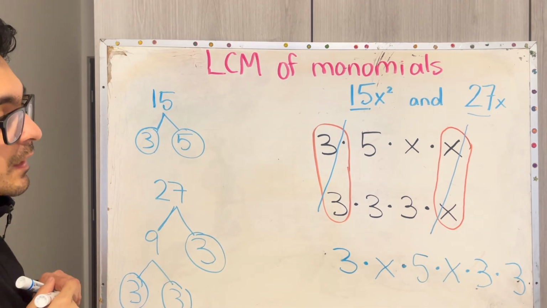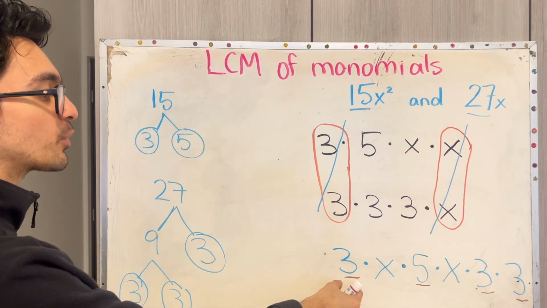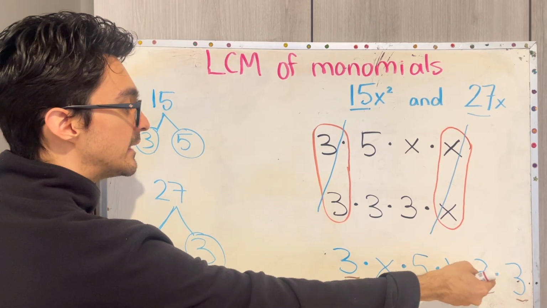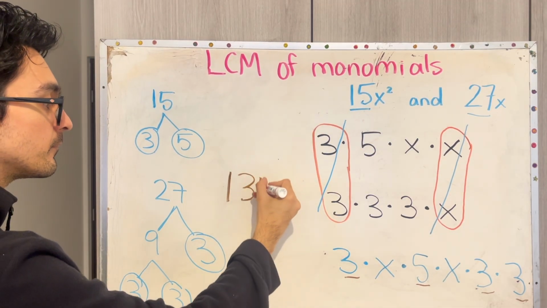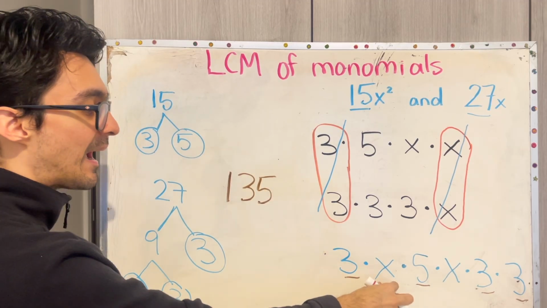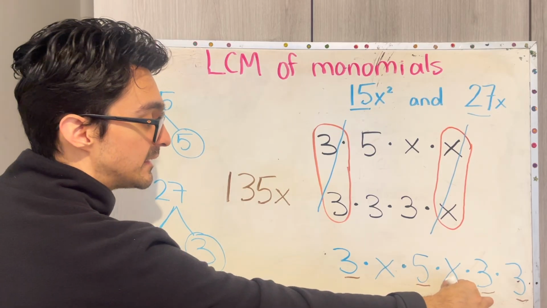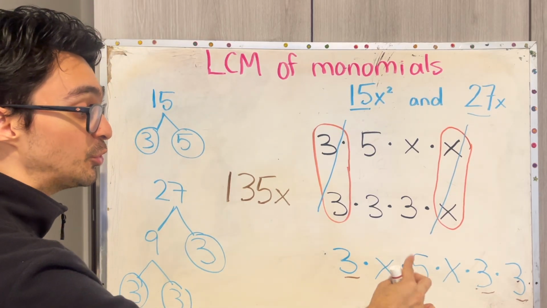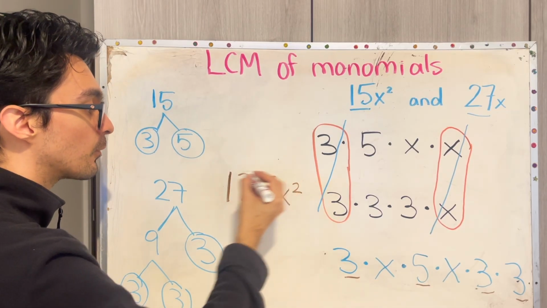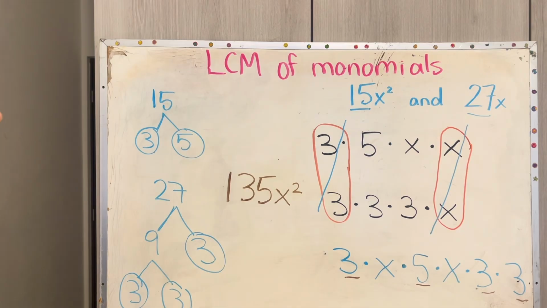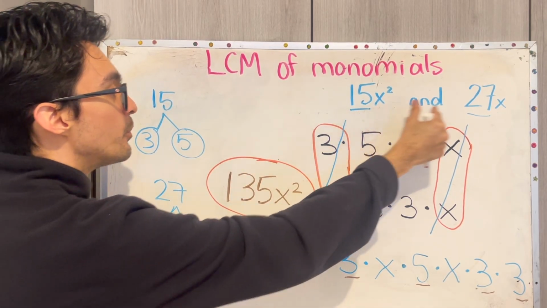Now, the only thing left for us to do is to simplify this multiplication statement. So whenever you multiply 3 times 5 times 3 times 3, you should get 135. And we have the variable x repeated 2 times. X times x is basically saying x to the power of 2 because it's multiplied 2 times. So I go ahead and write the exponent right here. And this would be the least common multiple of the two monomials that we have right here.